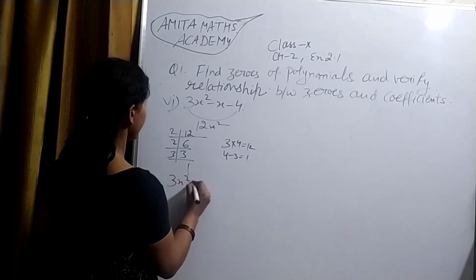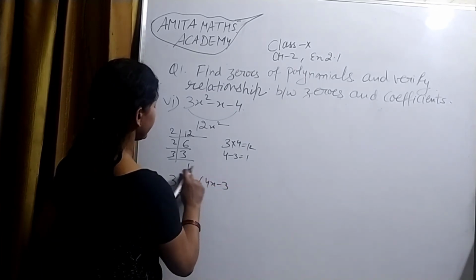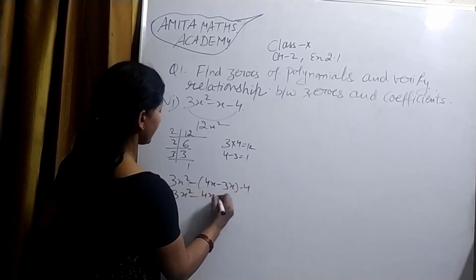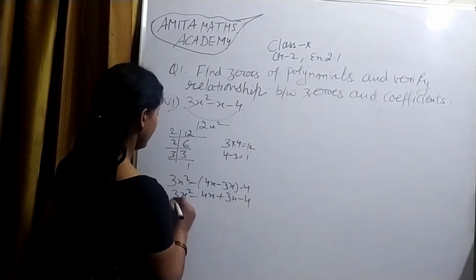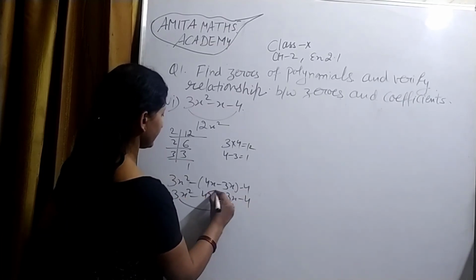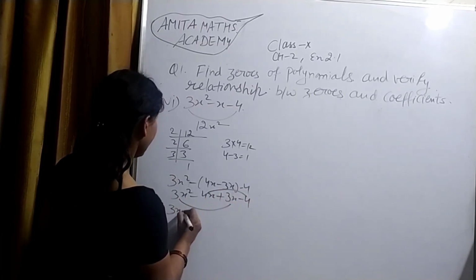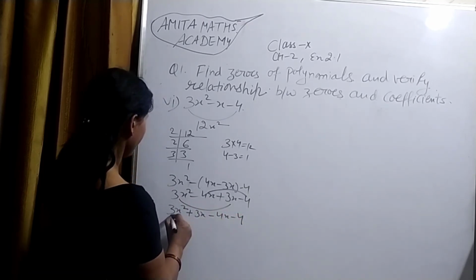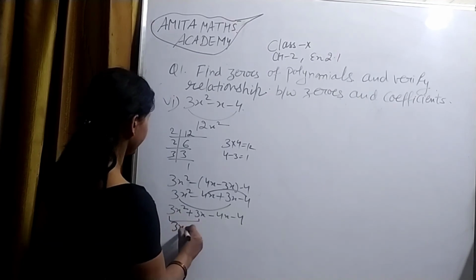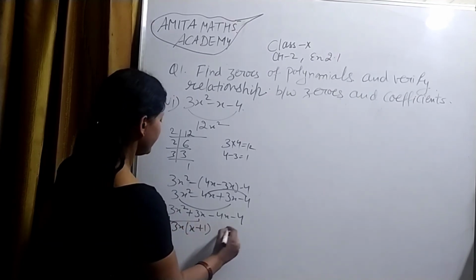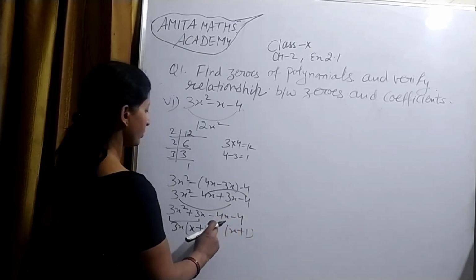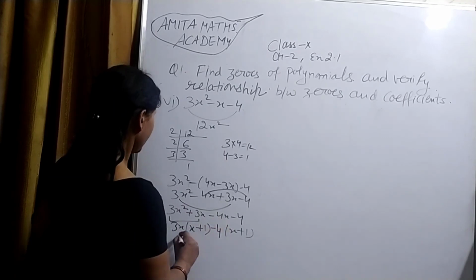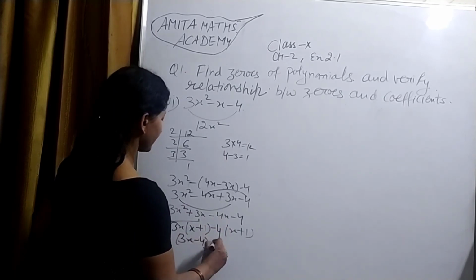Okay, 3x square minus 4x plus 3x minus 4. Take this and this. So we have to write like this, and minus 4x minus. Now, what will be the common out? 3x. We got x plus 1. Same here, x plus 1. You have to make minus 4 and multiply by minus 4. So 3x minus 4 and x plus 1.